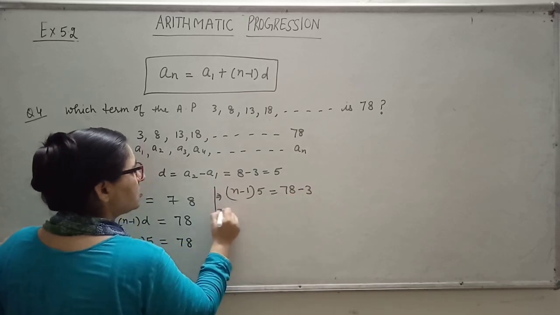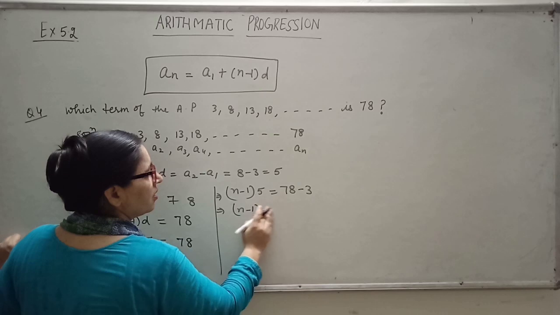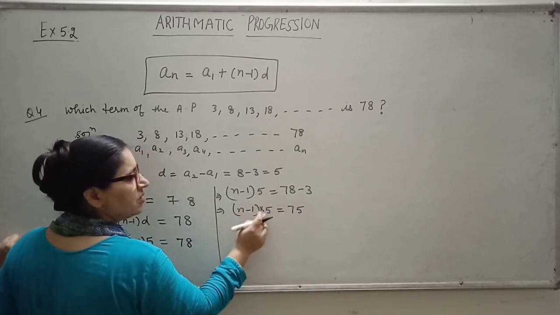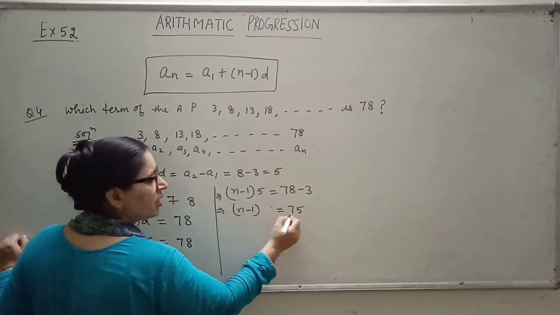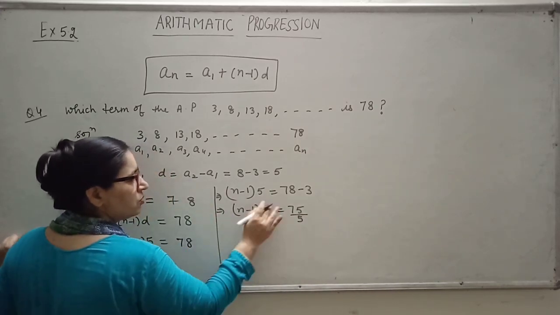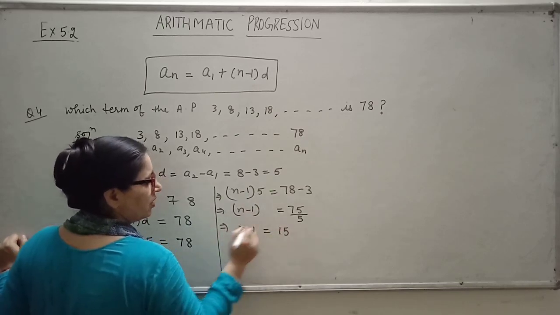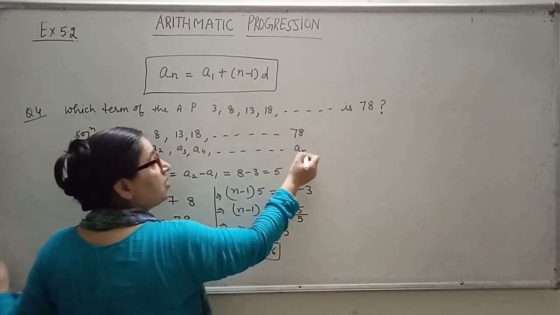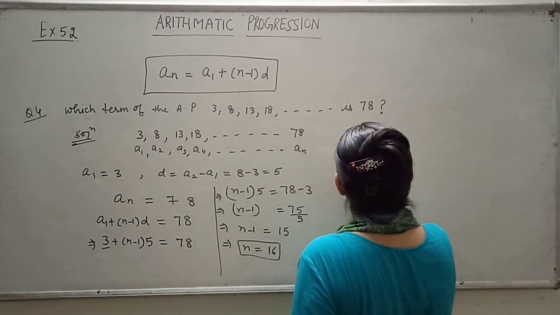So it becomes n minus 1 into 5 equals 75. This 5 is in multiplication, so it will go to the other side into division, 75 upon 5. So what happened? n minus 1 is equal to 15, so n becomes 16. So you now know which number term this is. Therefore the answer is the 16th term.